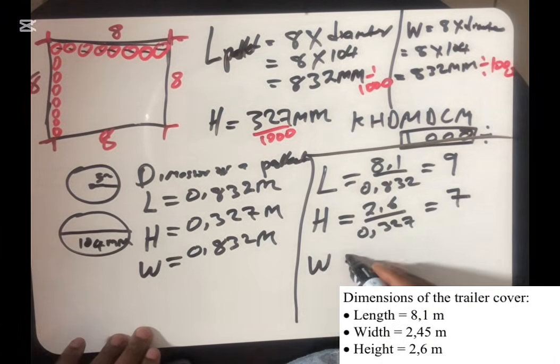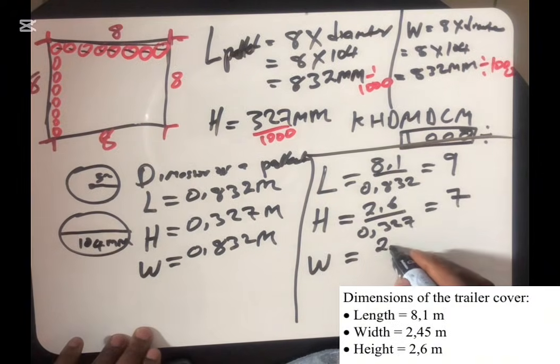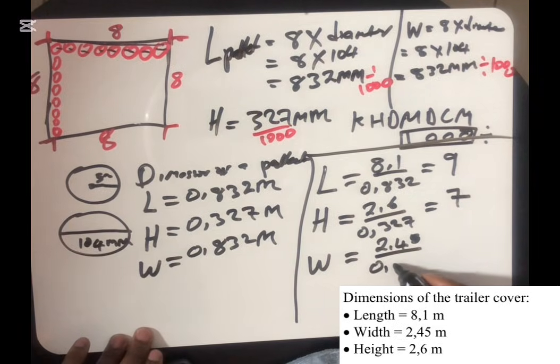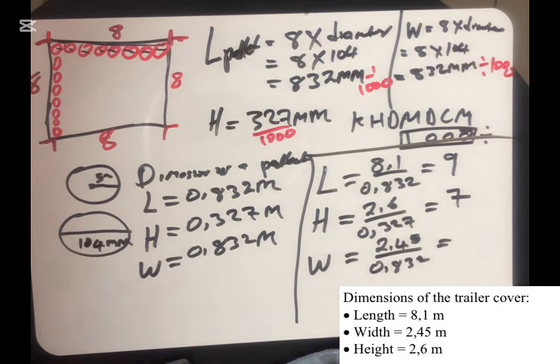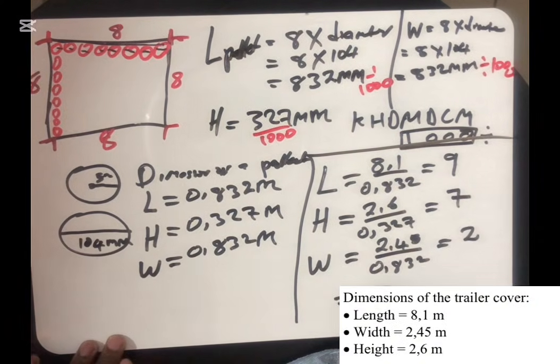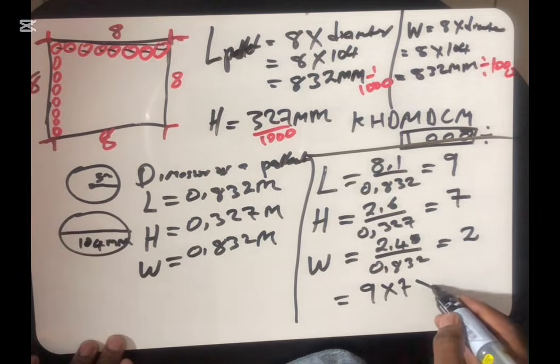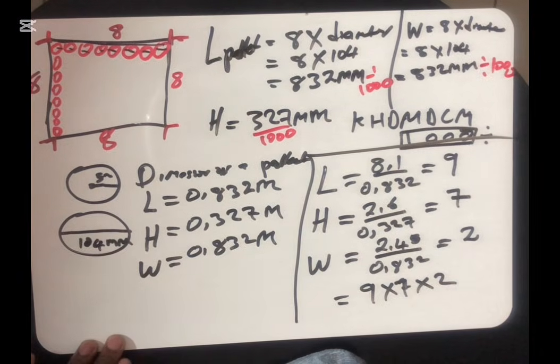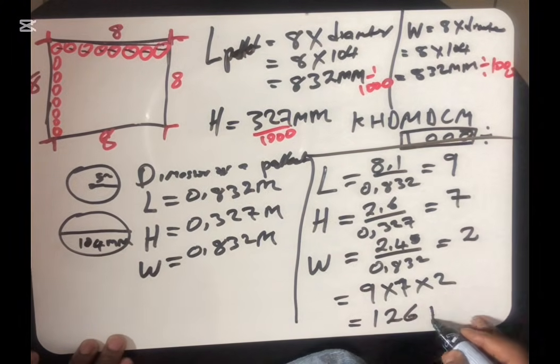The width of a truck is 2,45 divided by that one of a pallet, which is 0,832. Do the calculations. 2,45 divided by 0,832, and then we are finding 2. Total number of pallets is going to be 9 multiplied by 7 multiplied by 2. 9 multiplied by 7 multiplied by 2 is 126 pallets.